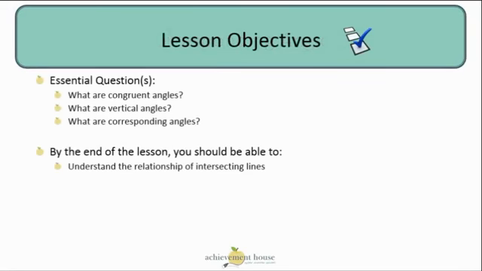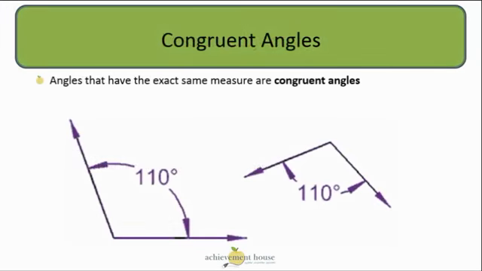In this lesson, we'll answer the essential questions. What are congruent angles? What are vertical angles? What are corresponding angles? By the end of the lesson, you should be able to understand the relationship of intersecting lines. We've discussed this before, but it's okay for a little review.